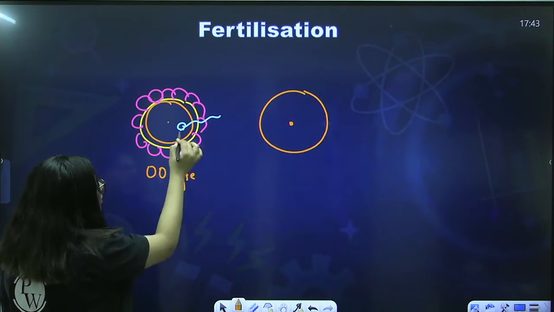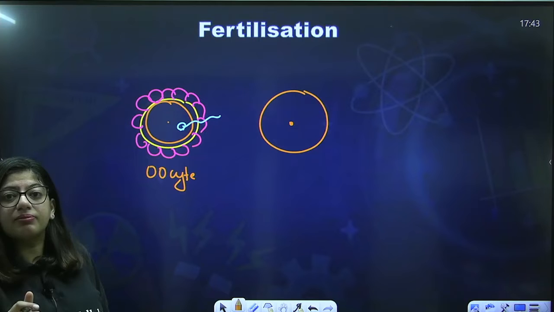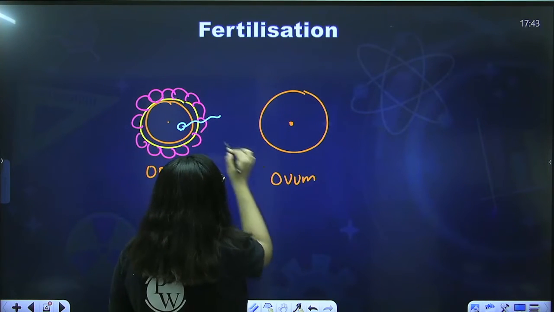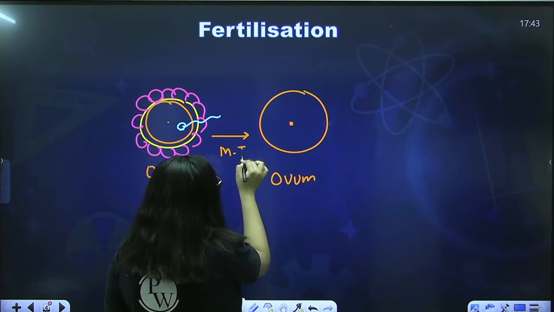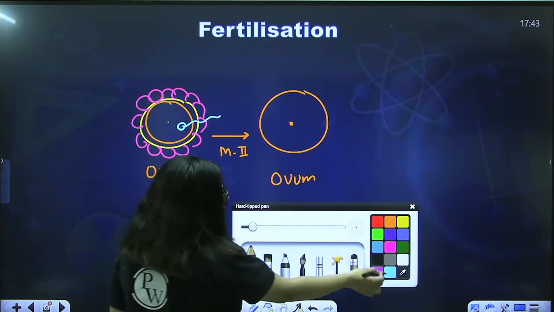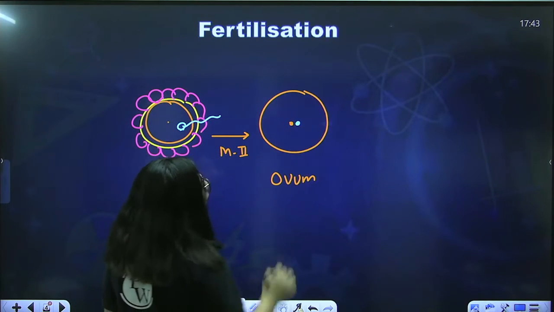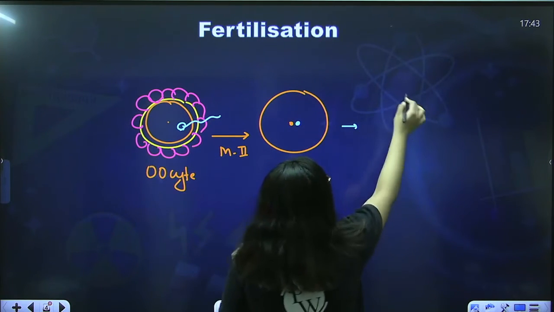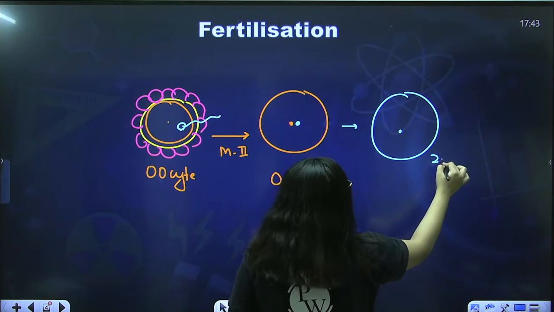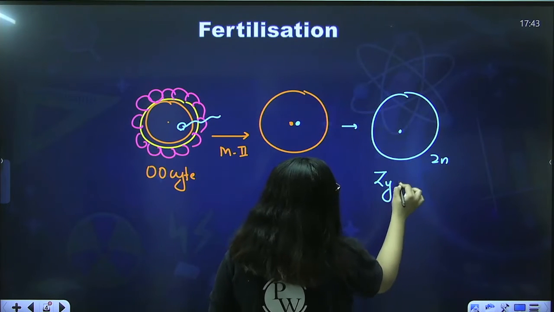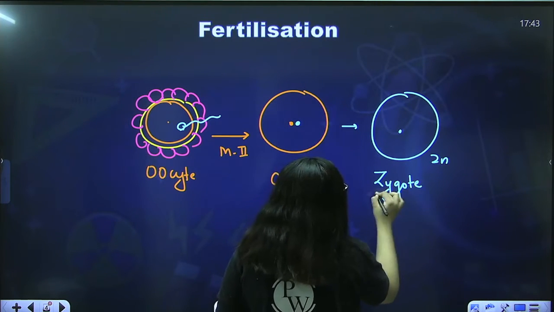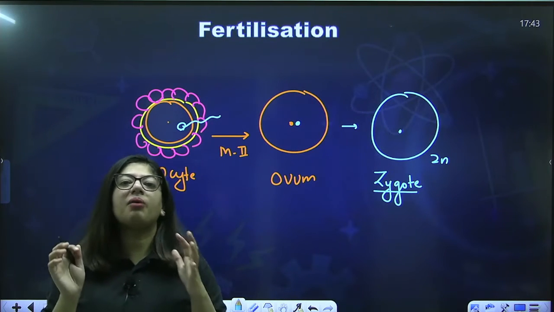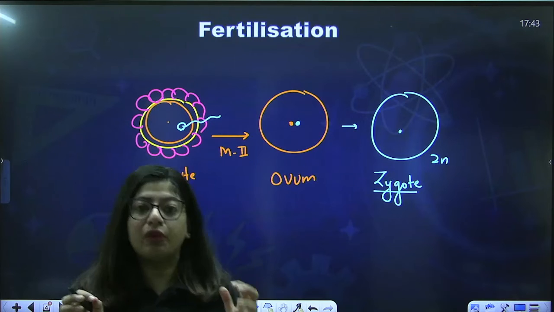As soon as the sperm touches the cytoplasm of the oocyte, it will complete its meiosis 1 and meiosis 2, and it has become ovum. Now it has another nucleus, which is of the sperm. Both are going to join and become a diploid cell-like structure known as a zygote. So this zygote has formed after fertilization in the ampulla of your fallopian tube.